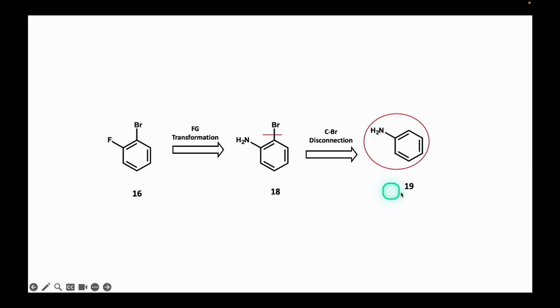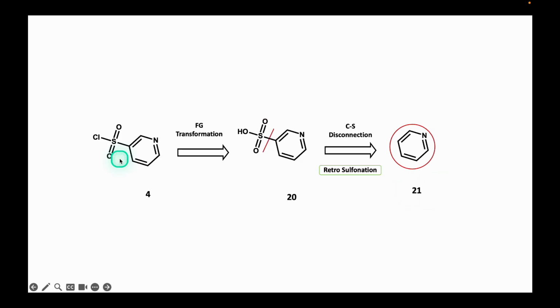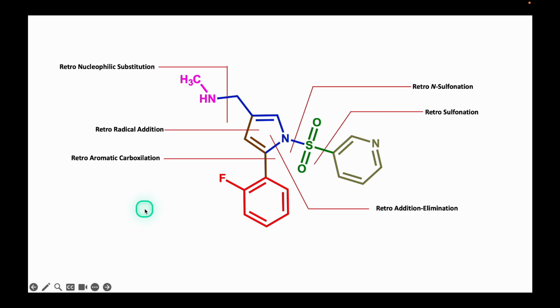The chlorosulfonyl group in 4 can come from sulfonic acid 20. And a carbon-sulfur disconnection based on a regioselective sulfonation leads to pyridine 21 as a raw material. In summary, the main disconnections are shown here. The resulting synthesis will be presented in the next video.